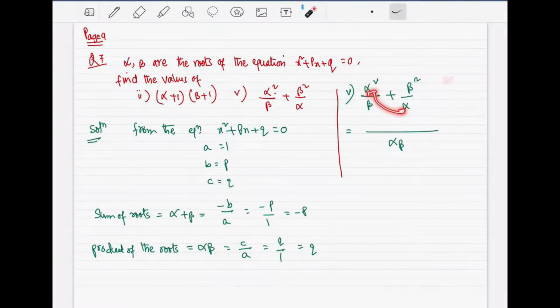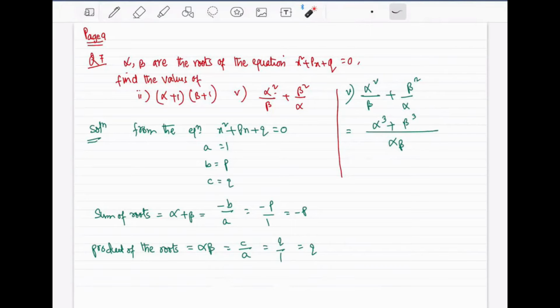Alpha into alpha square. There is a power here, so you add the powers. It will be alpha cube plus, same thing here, beta multiplied with beta square, we are getting beta cube. We know the value of this one, right? Alpha beta we already have here. But we don't know the value of alpha cube plus beta cube.